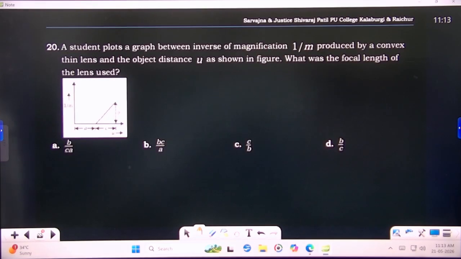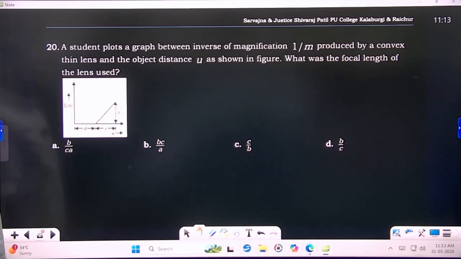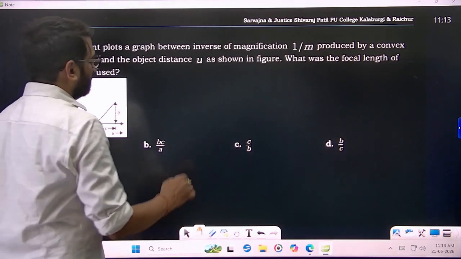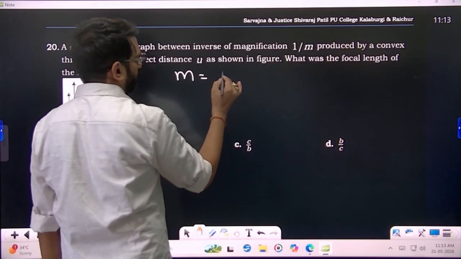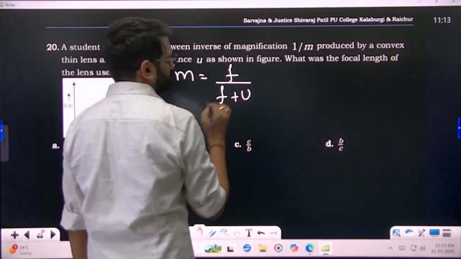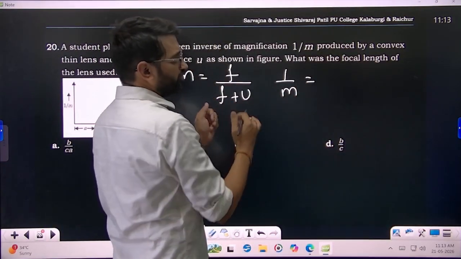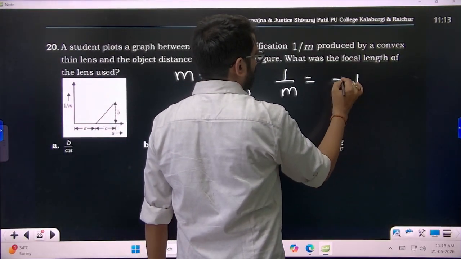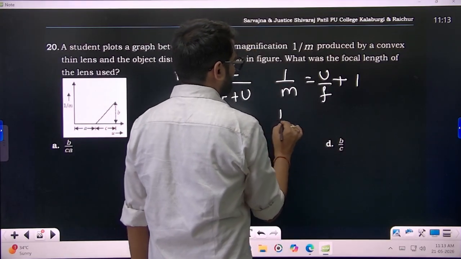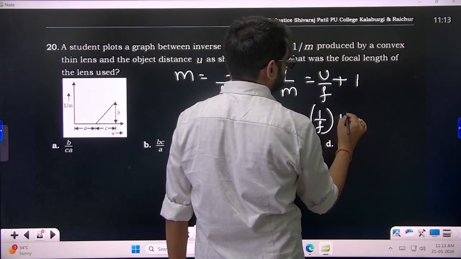Next. A student plots a graph between the inverse of magnification 1 by m produced by a convex thin lens and the object distance u as shown in the figure, u and 1 by m. What is the focal length of the lens that is used? The magnification formula is f by f minus u. U is negative, so this is plus. Now if we reverse, 1 by m is equal to f plus u by f, which is 1 plus u divided by f. So I write this as 1 by m is equal to 1 by f into u plus 1.